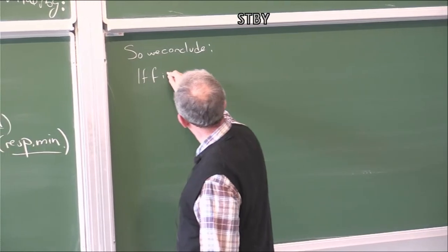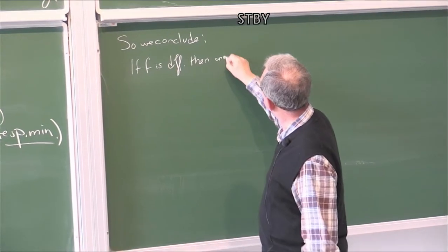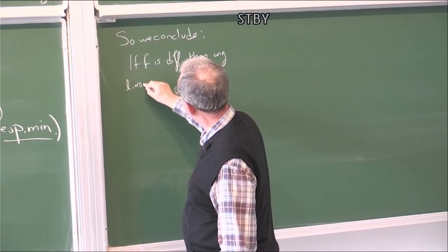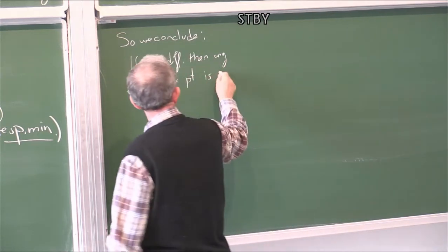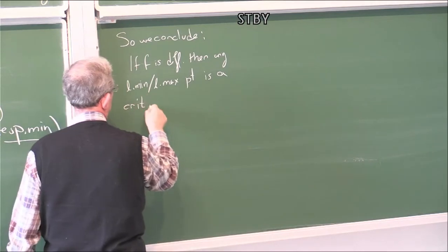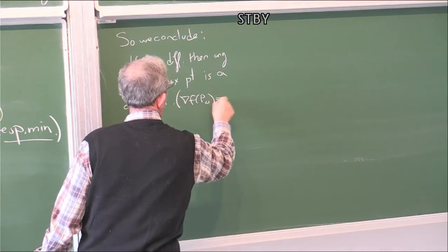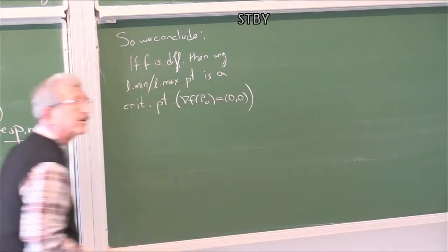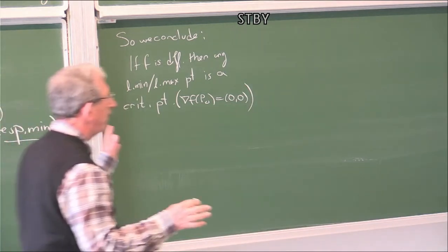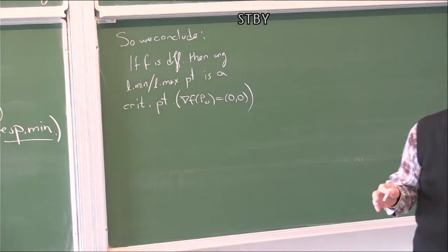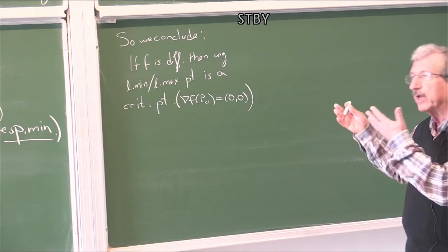If f is differentiable, then any local minimum or local maximum point is a critical point. Remember, it means that the gradient is 0 there. So this does not change for functions of two variables. Namely, local maximum or minimum implies being a critical point.